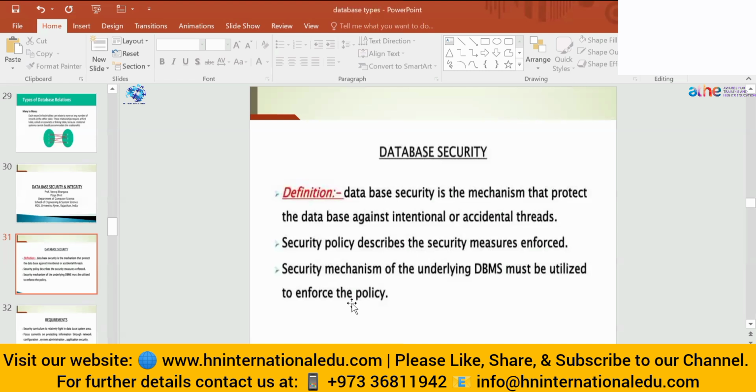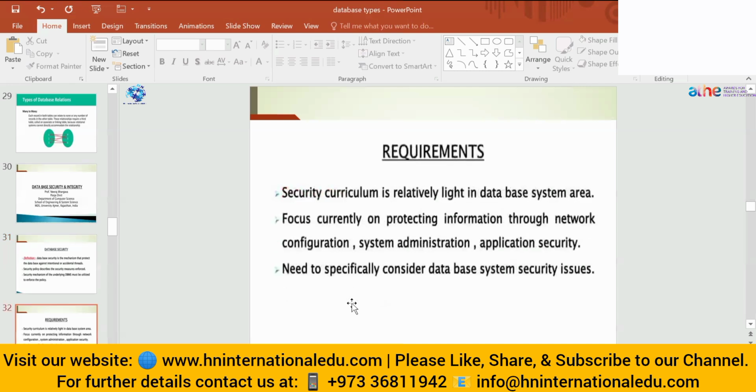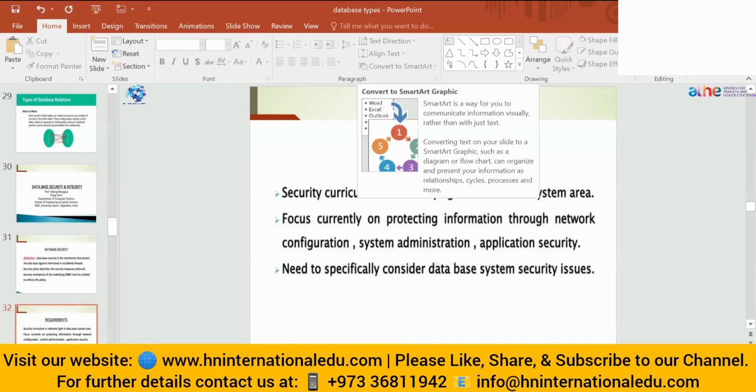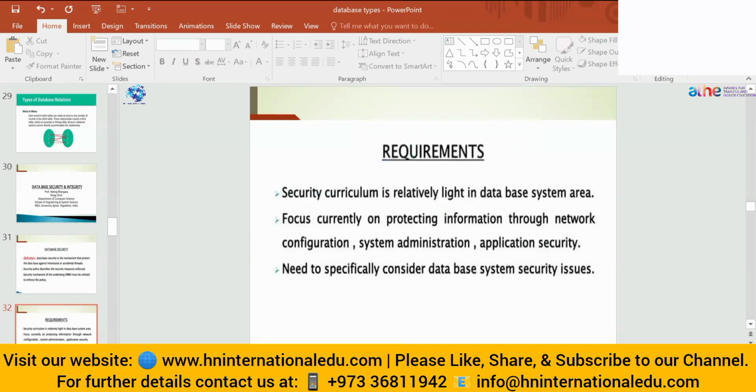Its policy for security is also enforced by the DBMS to secure the database. Basically, what are the requirements of securing the database? Security curriculum is relatively light in the database system area. Focus is currently on protecting information through network configuration, system administration, and application security.